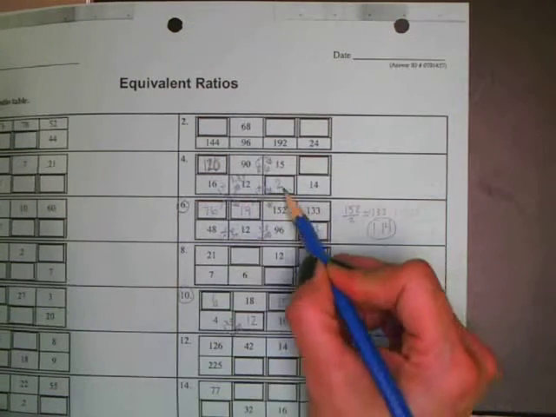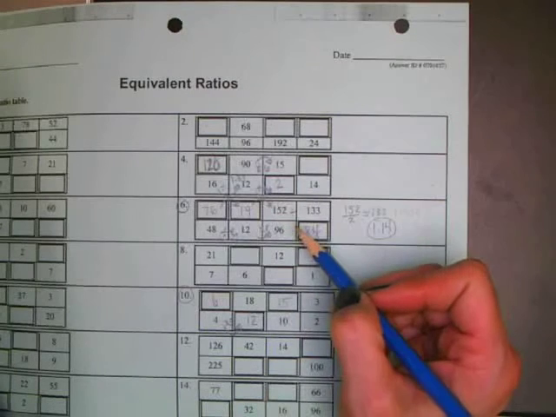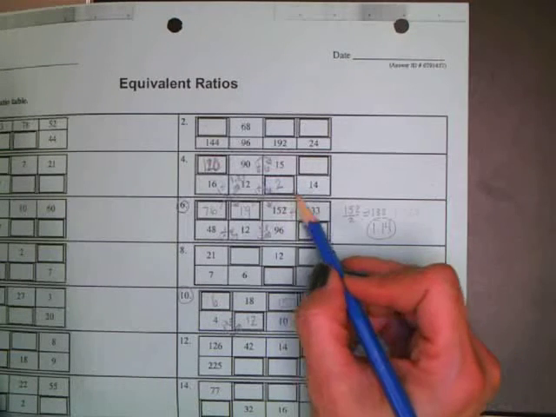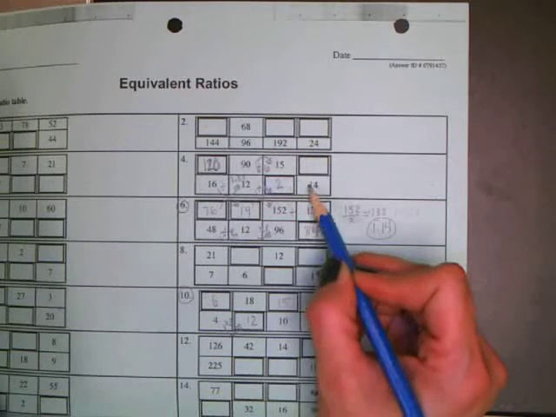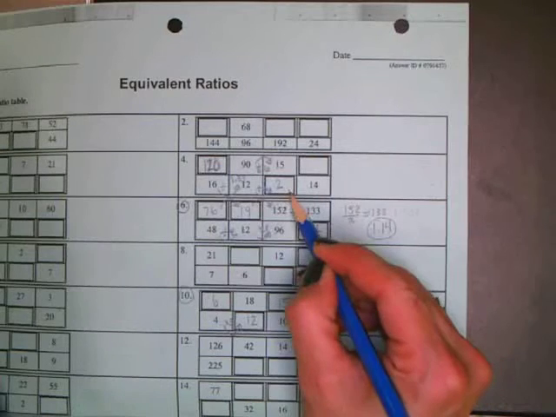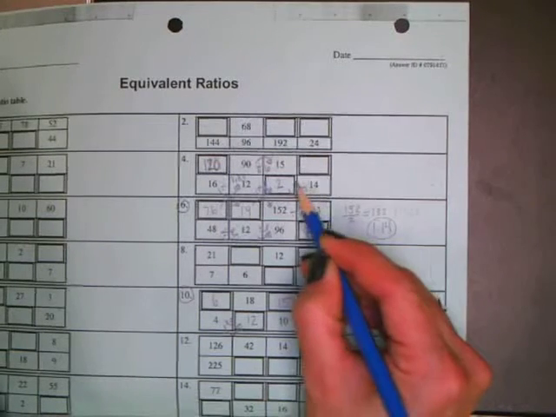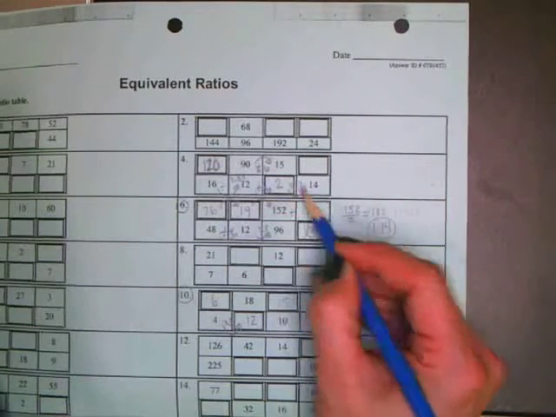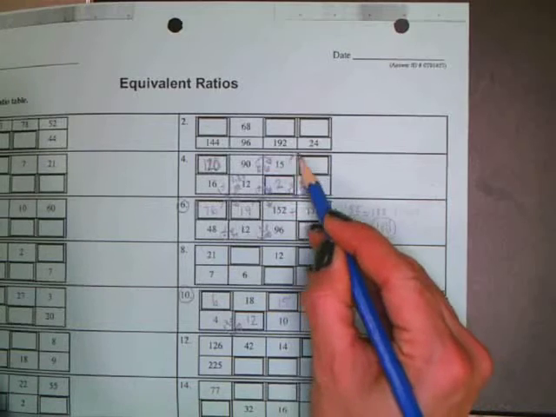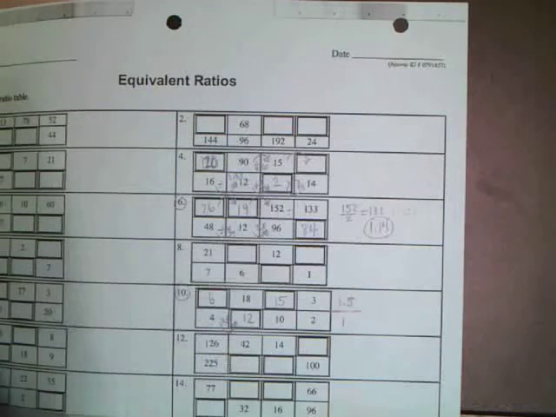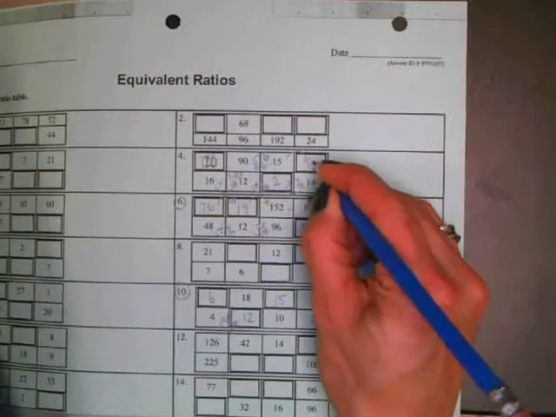Now how do I get from 2 to 14 multiplying or dividing? Well, I know I'm going to have to multiply something because my number is going to get bigger here. So I'm going to be multiplying by 7 here at the bottom, which means I also multiply by 7 at the top. And when I do that, I'm going to get 105.